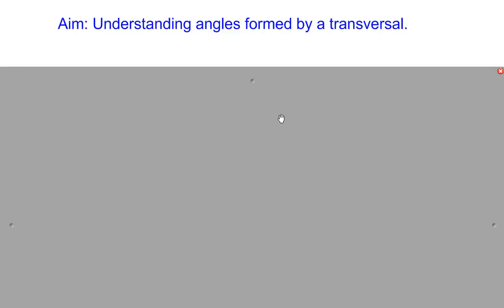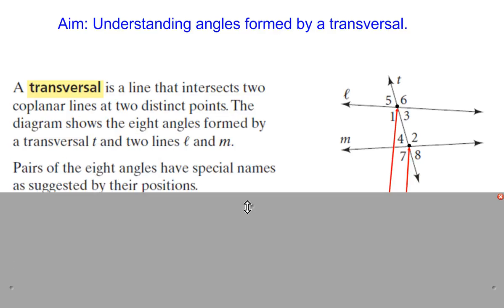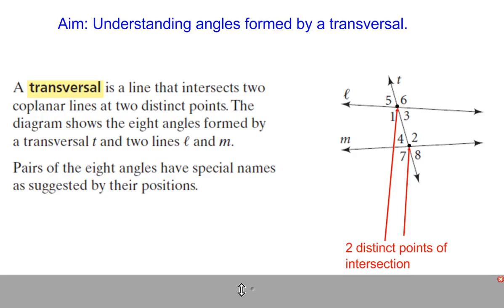Okay, today's aim is how do we understand angles formed by a transversal? Well, the first thing we have to do is understand what is a transversal. We have to define a transversal. So let's take a look at this diagram. So a transversal is a line that intersects two coplanar lines at two distinct points.